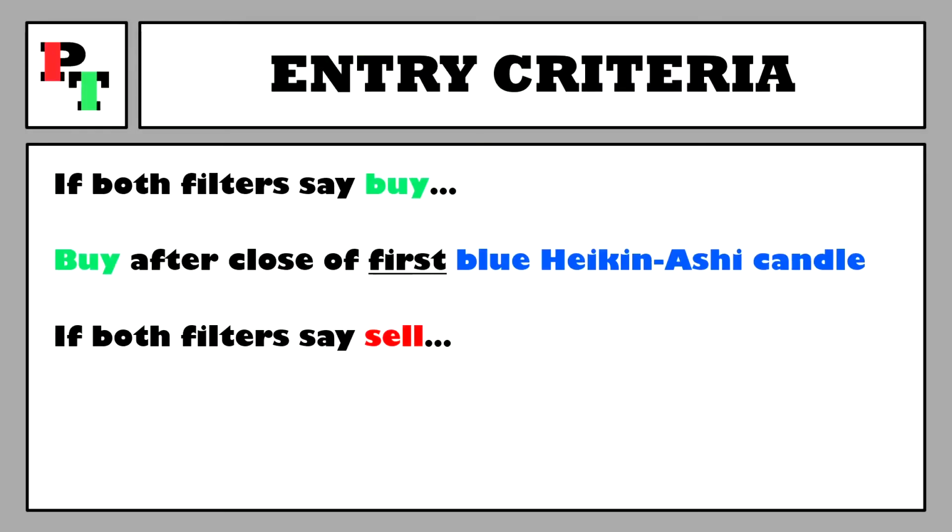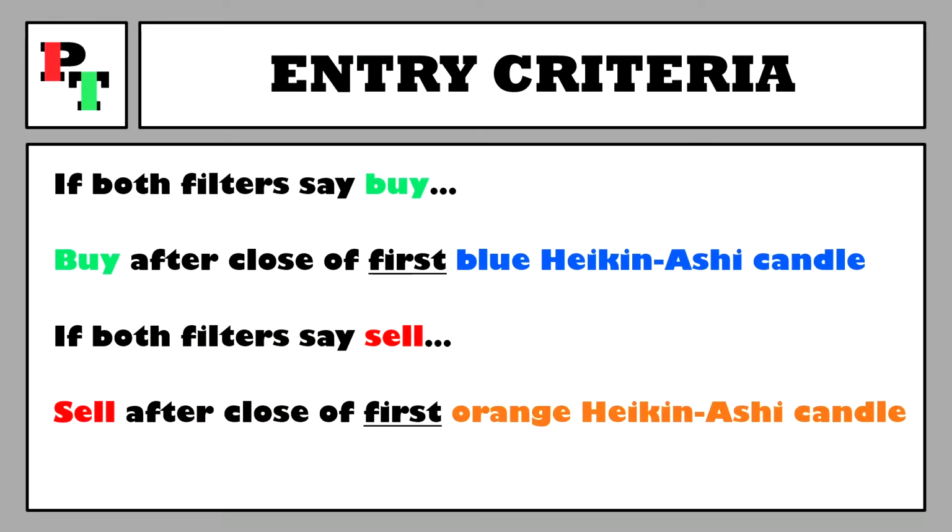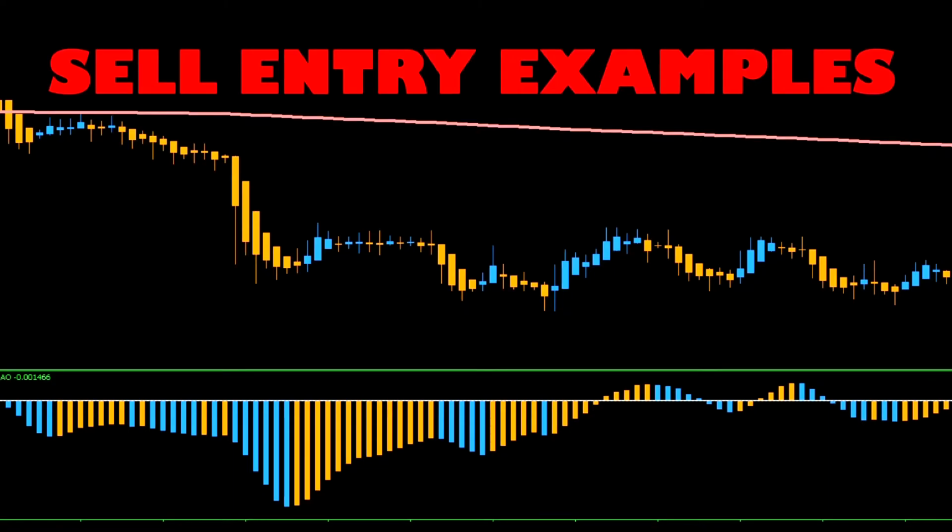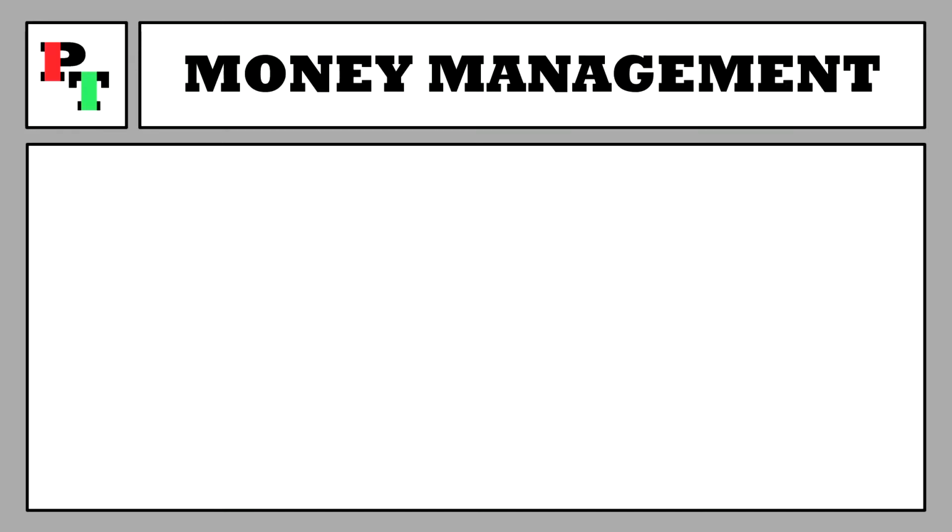It won't be all buy trades though. If we've got both filter indicators on the side of selling, then we'll sell after the close of the first orange Heikin-Ashi candle following a blue candle. An example chart with some of those entries on here, and so we're going in after the close of those red bars that we've substituted the appropriate candles for. Again, there's a couple good entry signals in there and a few questionable signals in the range. It happens anywhere, but the key is how we manage our money to make sure those bad signals don't cost us too much of our capital.